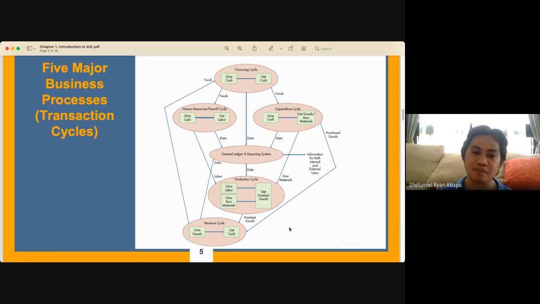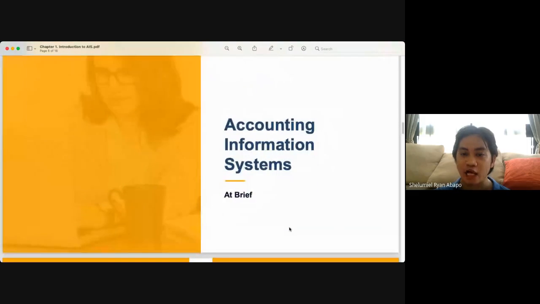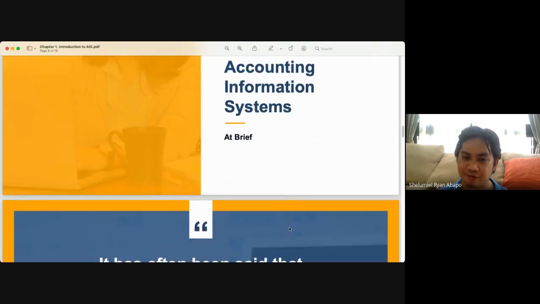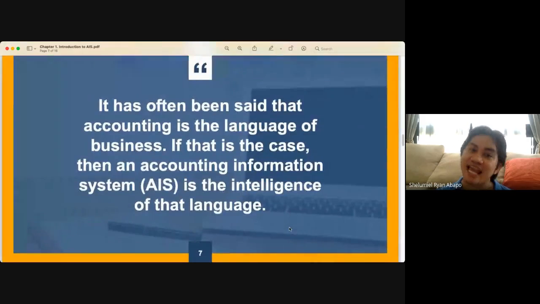So that's basically a simple diagram of the interrelationship of these major business processes as a component of an accounting information system. All right. Now let's proceed to accounting information systems in brief. It has been said that accounting is the language of business. If that is the case, then an accounting information system is the intelligence of that language.